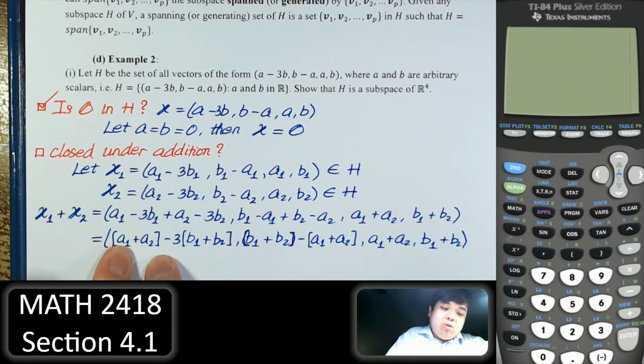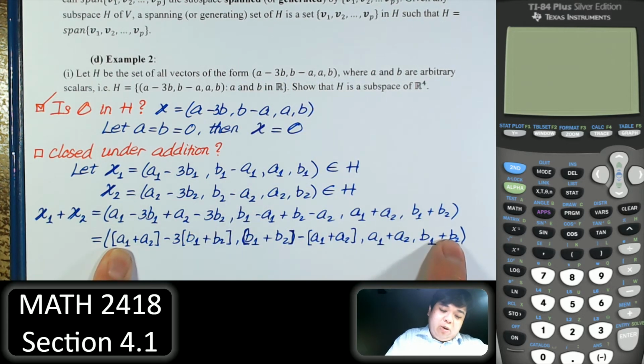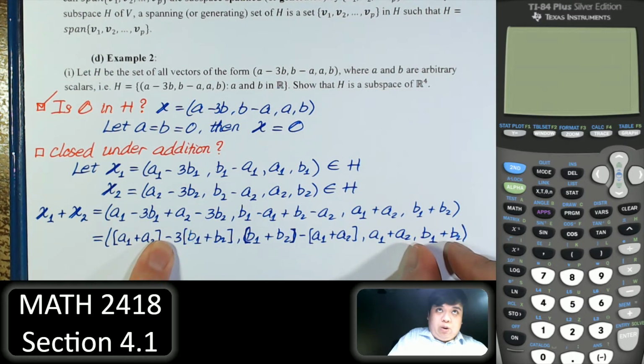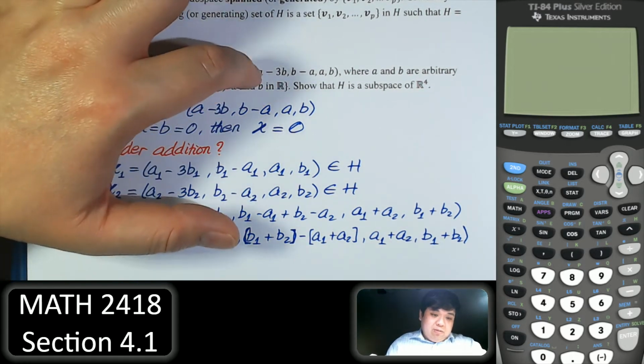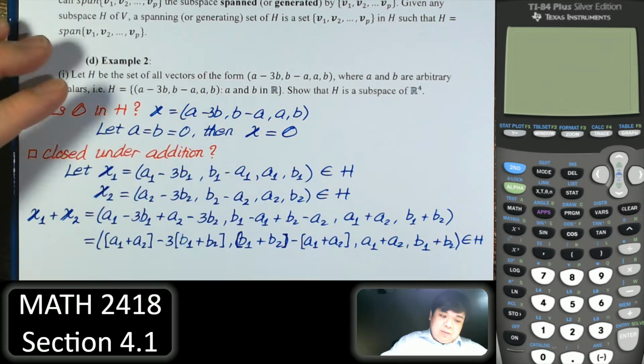And then look at the first one. The third component minus 3 times the fourth component. So the third component minus 3 times the fourth component. So yes, it has that form. So definitely it belongs to H. So yes.